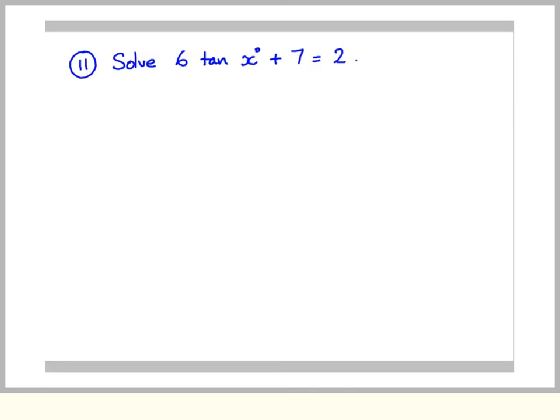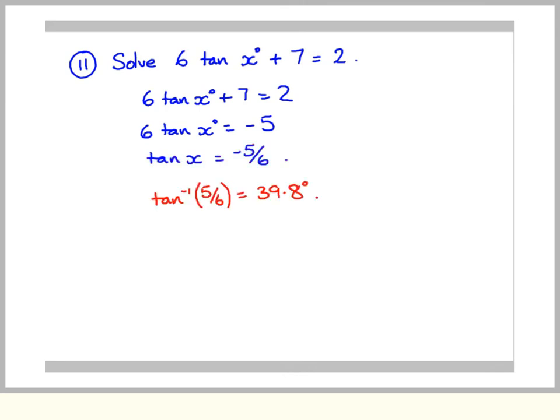Okay, right. A couple more questions to go. 6 tan x plus 7 is 2, normal trig equation. Take 7 from both sides. So tan x is minus 5 over 6. Now remember what happens in the next bit. You take the positive value. We'll deal with the negative in a minute, but that's your acute angle in the first quadrant.